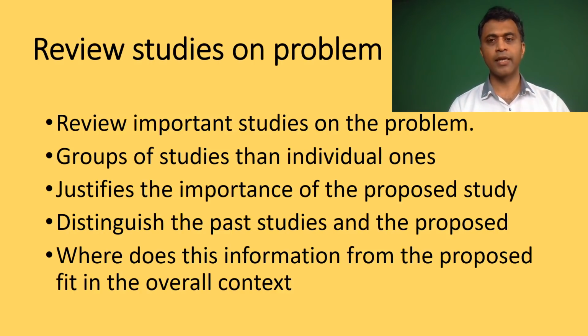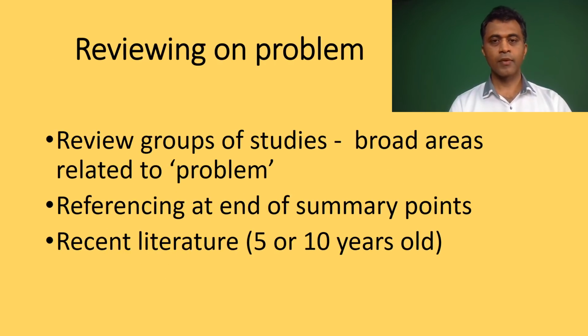The aim is to tell the readers what the status of the problem is now. It also distinguishes past studies from the proposed research and establishes that it is unique and yet unexplored. The short review should also show how the information can explain the overall context. Reviewing the problem should be a review from a group of studies, and references should be in recent literature. By recent literature I mean about 5 or 10 years old. If it is very old, then there is a question of whether the problem is still relevant today or not.